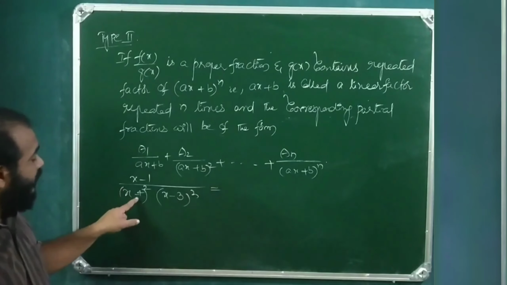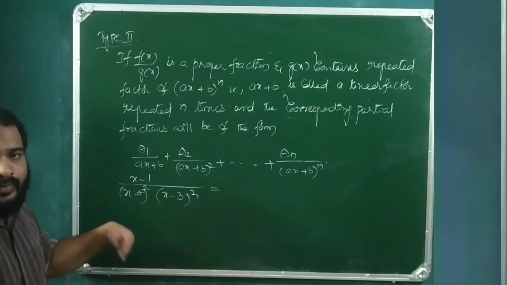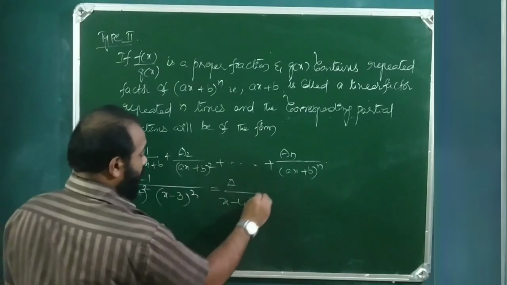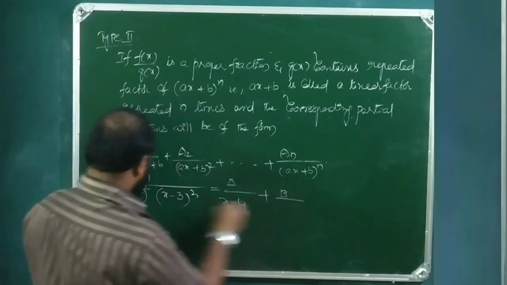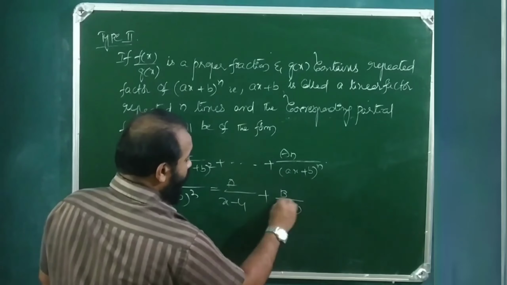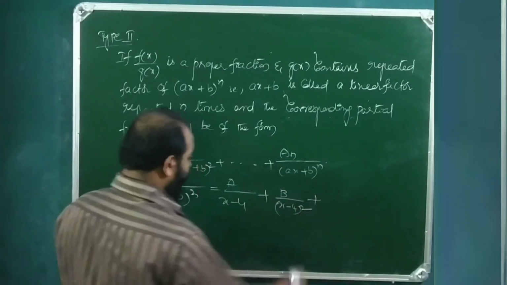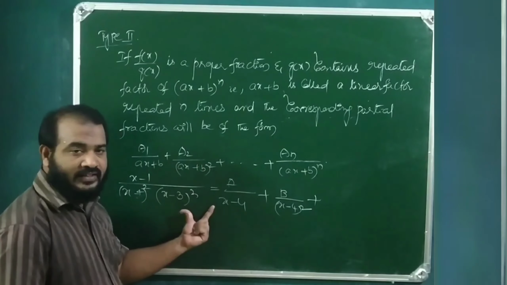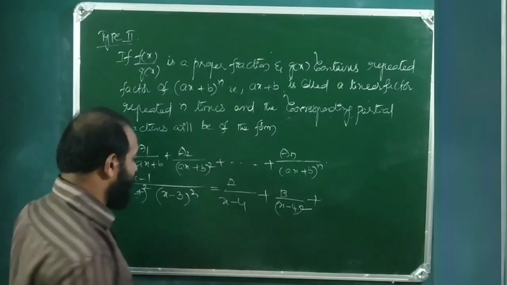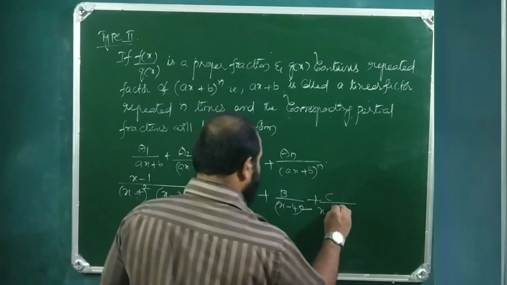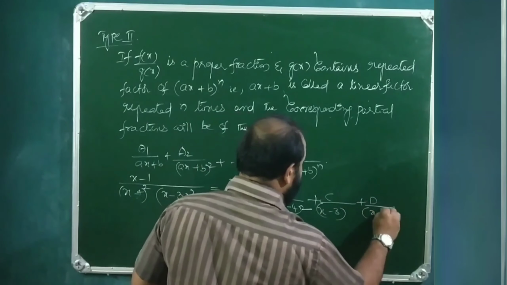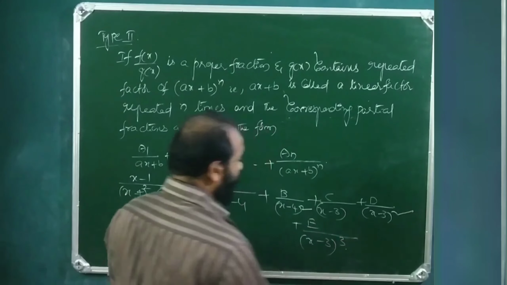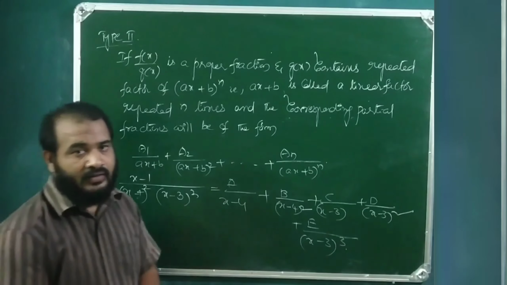For each x minus 4, there will be a corresponding partial fraction of the form A by x minus 4, and this is B by (x minus 4) whole squared. So here x minus 3 is a repeated linear factor, repeated thrice. Therefore 3 constants will be introduced: C by x minus 3, D by (x minus 3) whole squared, and E by (x minus 3) whole cubed. So in this way we will find.